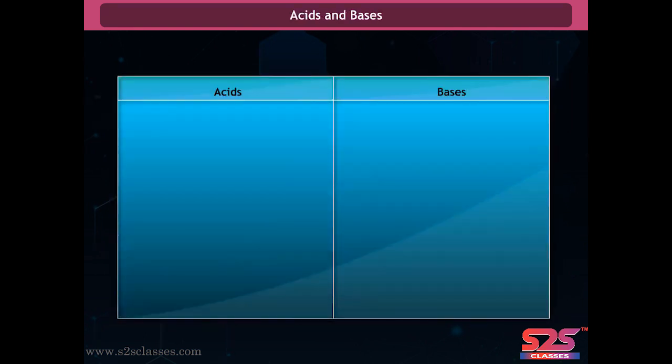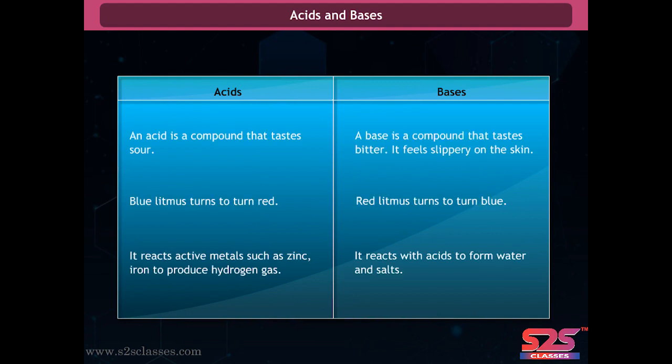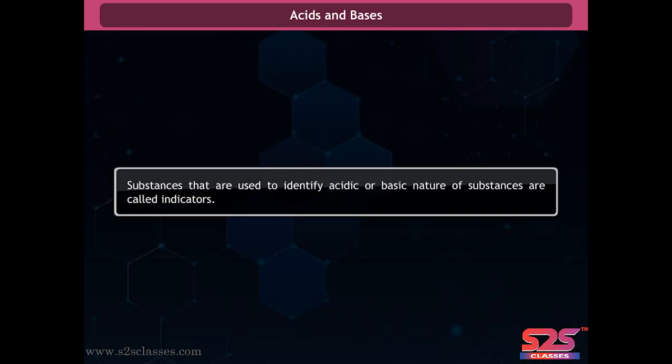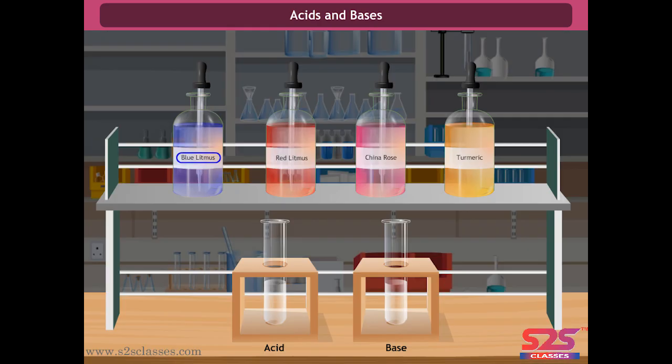Acids and bases. Look here, there are some properties of acids and bases in tabular form. Substances that are used to identify the acidic or basic nature of substances are called indicators. Let us add each of the indicators one by one in the test tubes to check whether it is an acid or a base.